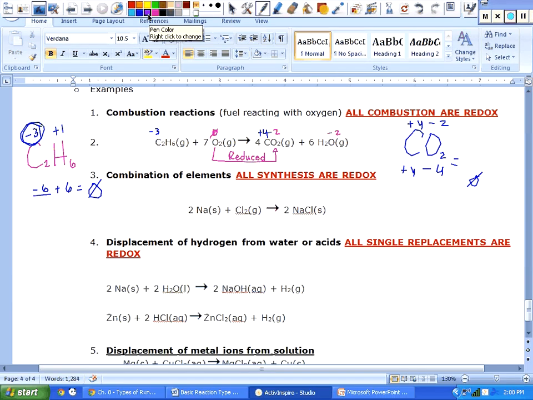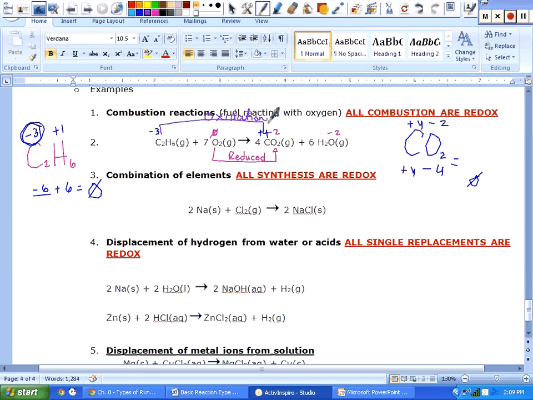Stop. If I give something away that's negative, what am I becoming? More positive. Did this become more positive? Oxidation is a loss. Oxidation is a loss of electrons, so this is oxidation. Now, it doesn't necessarily have to go to negative if it just increases. Any increase is oxidation. 2 to 3 is oxidation. 2 to 1 is a decrease. That's reduction.